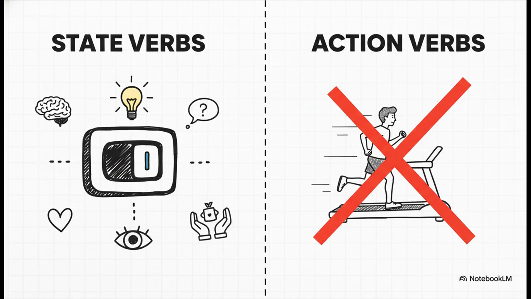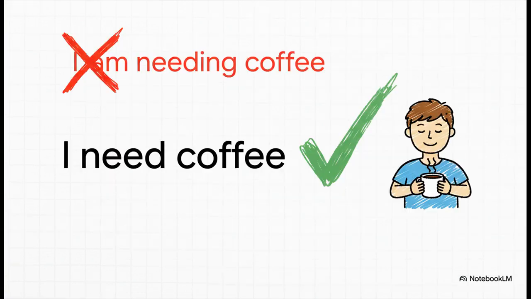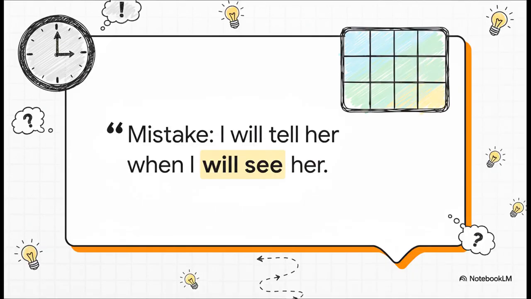Well, it's because some verbs are what we call state verbs. They describe a state of being, not an action. Think about it. You can't be in the process of needing something or knowing something. You just do. That's why they don't play nicely with the continuous aspect from our matrix, which is all about ongoing actions. So the fix is super simple. You just use the simple present. I need coffee. It's a state, a simple fact. Easy.